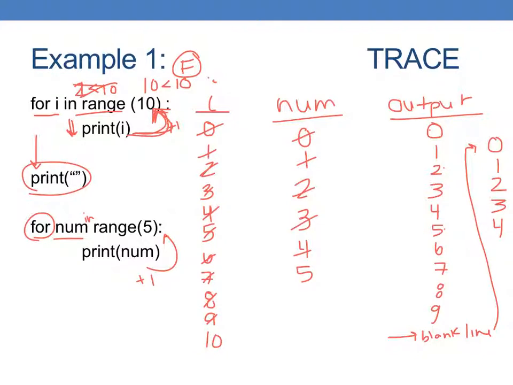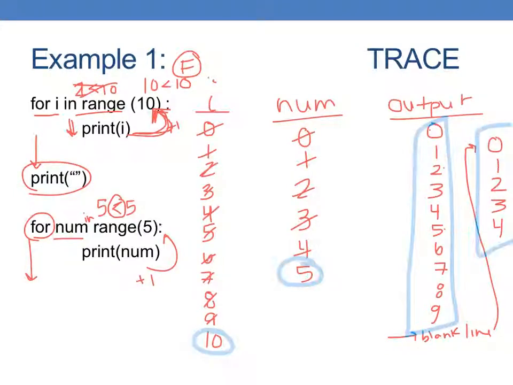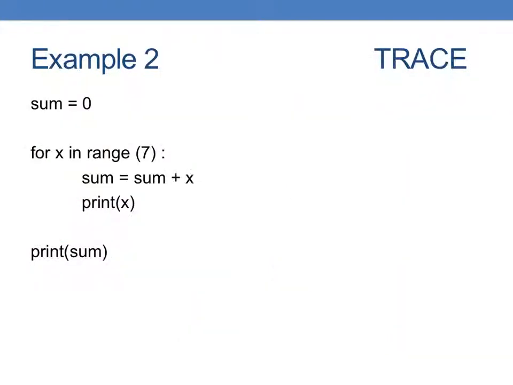And when it gets to 5, again, we have 5 is less than 5. It's going to stop, leave the loop, and run down below. So notice it doesn't print 5, it doesn't print 10, because the loop doesn't run when 5 is less than 5 or 10 is less than 10. So in this particular for loop program, I ends at 10, num ends at 5, and we print all of these values to the screen.